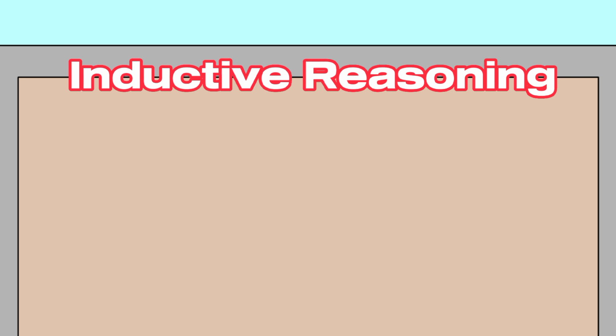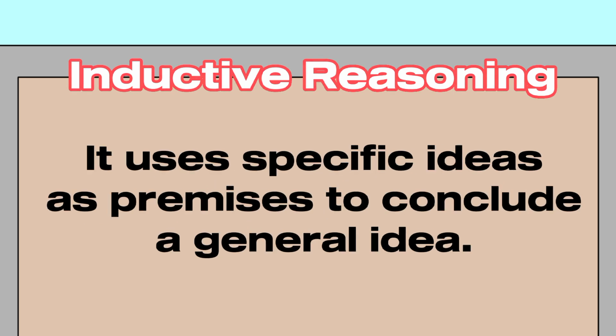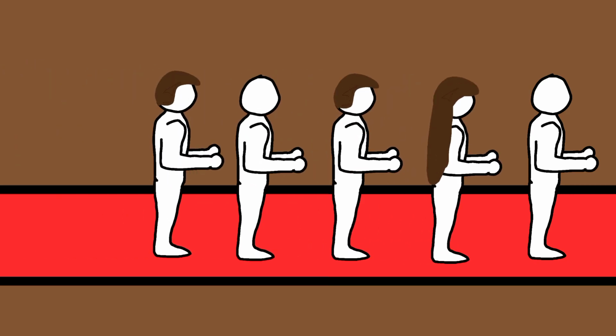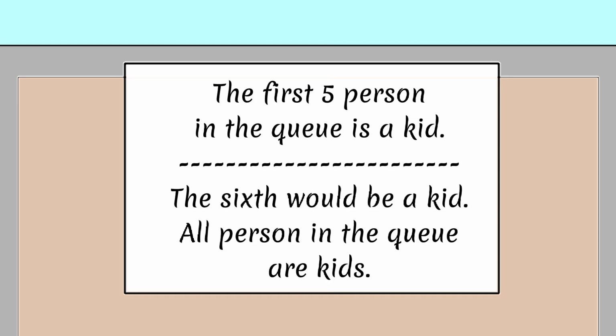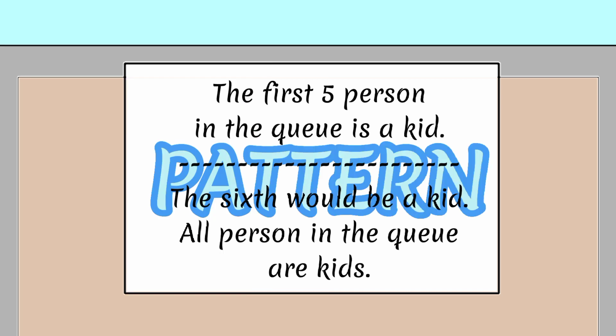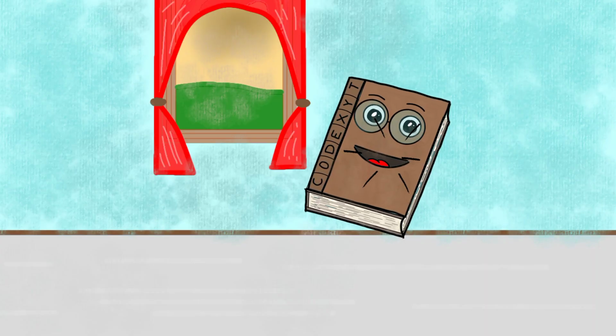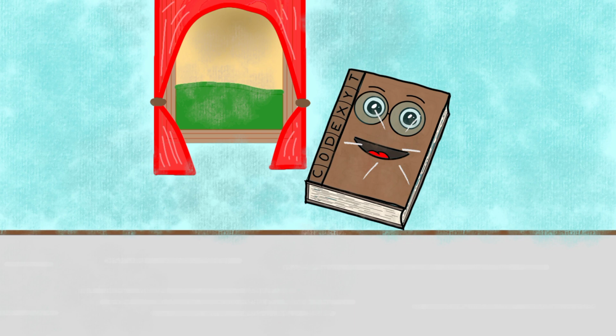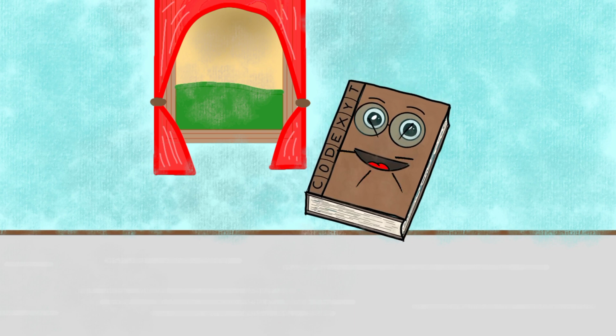Inductive reasoning is another type of reasoning where it uses specific ideas to conclude the general idea. For example, the first person in a queue is a kid. The second one is also a kid. The next three are also kids. It is reasonable to assume that the sixth person in the queue is also a kid and all the people in the queue are kids. I reached this conclusion since there's a noticeable pattern here. The first five persons are kids. Unlike deductive reasoning, the conclusion of inductive reasoning may or may not be true.